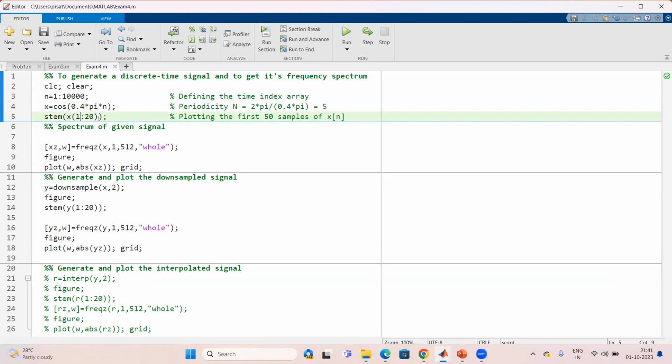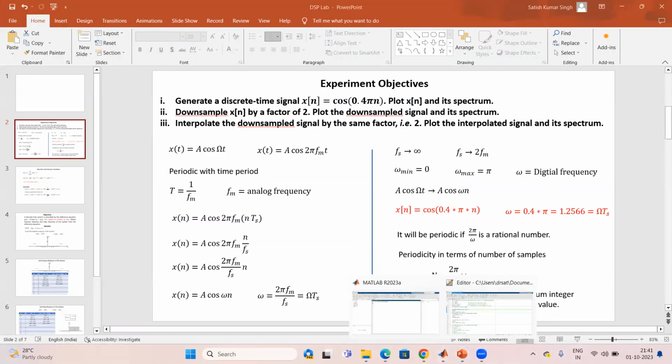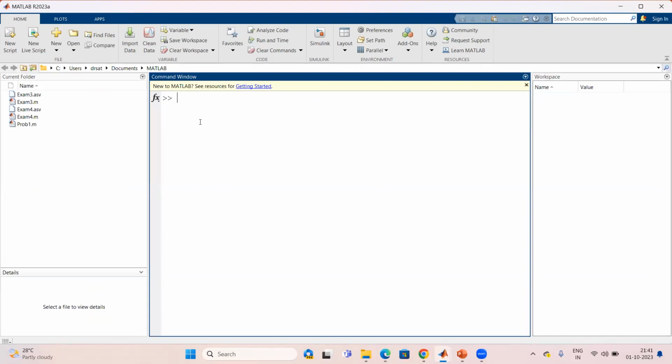So here we can see in the next code I have written for generation of the spectrum of the given signal, right? So to generate the spectrum, we are having this particular command in MATLAB. So this is freqz, okay? So this particular freqz command we have to use, right? If we use this freqz, then we will be able to get the spectrum of any discretized signal, right? So here I will be just typing this freqz on MATLAB command so that you will be able to see what is this freqz command.